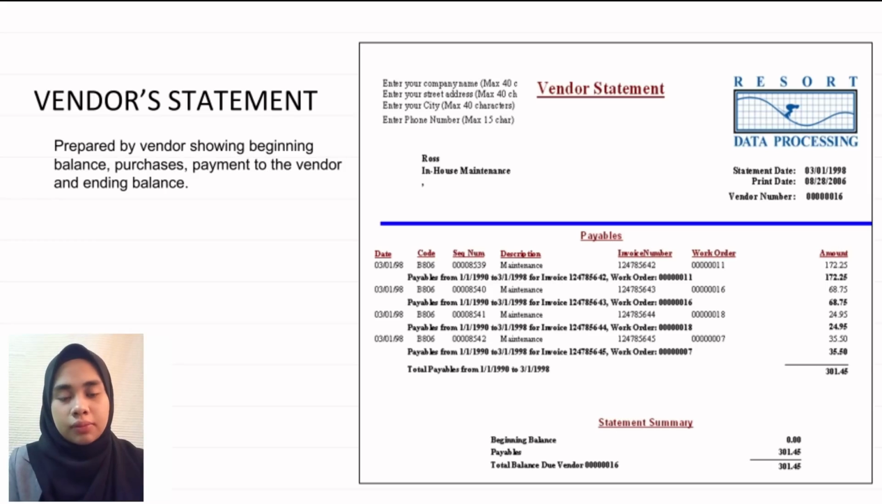My name is Anis Amiza binti Zainal, and I will continue to explain about the document part. I will explain to you about the vendor statement.